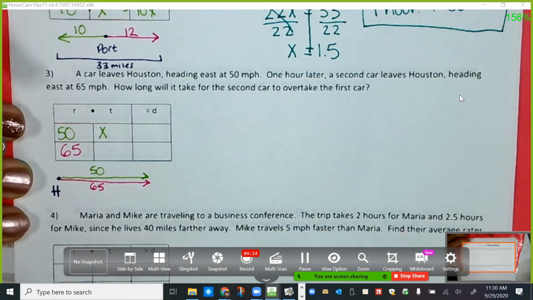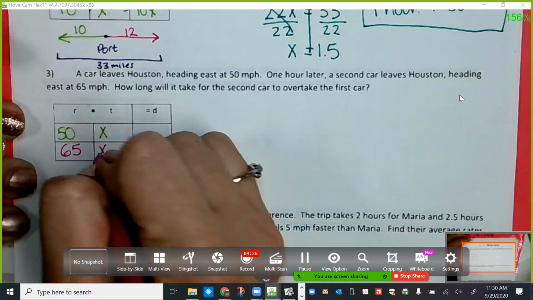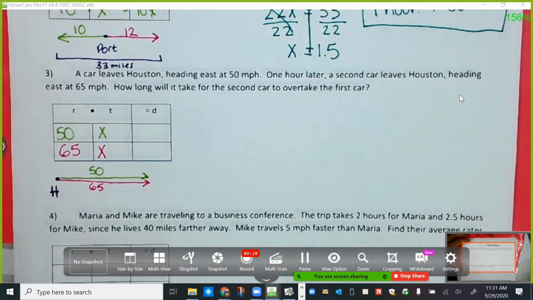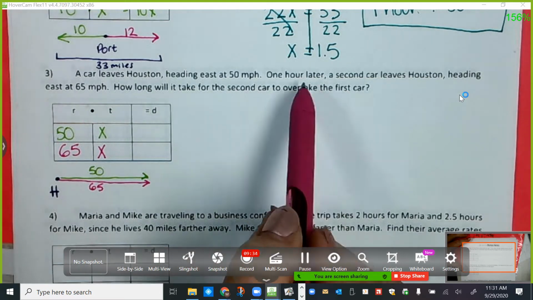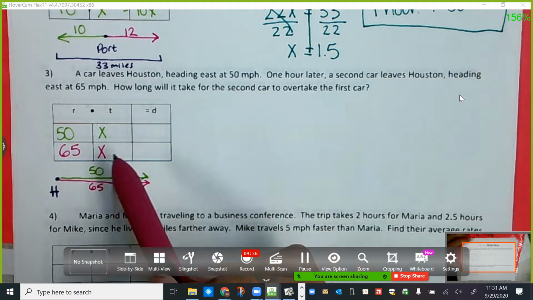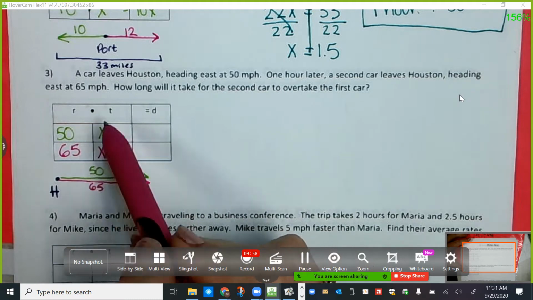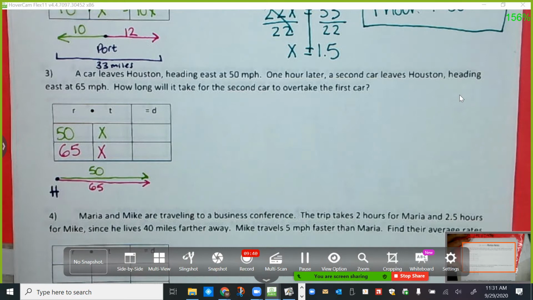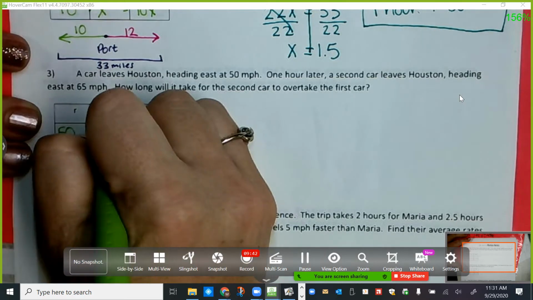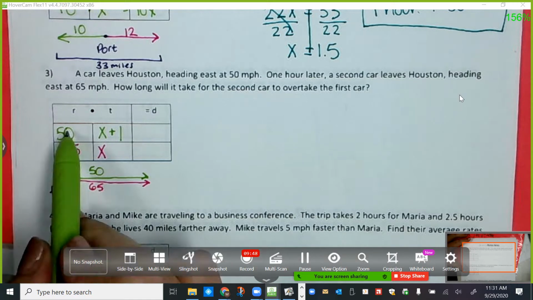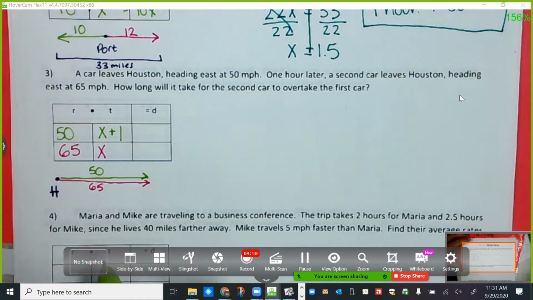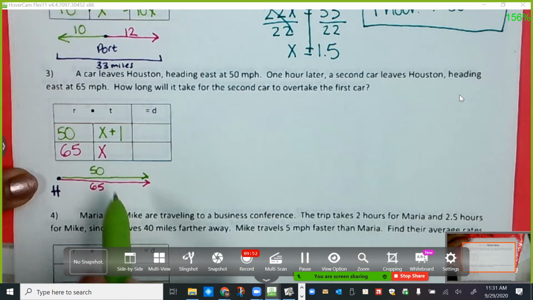Do we know the time here? No. But what does this say about time? An hour later, so it would be minus 1. So it says 1 hour later, a second car. Well, if it left 1 hour later, doesn't that give this first one a head start? Of how long? 1. So we could put plus 1. So it would be 51? No, or would it not? That's its rate, not the time. So we know this, okay?